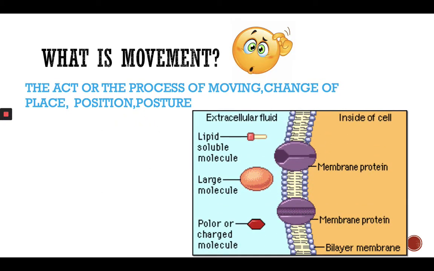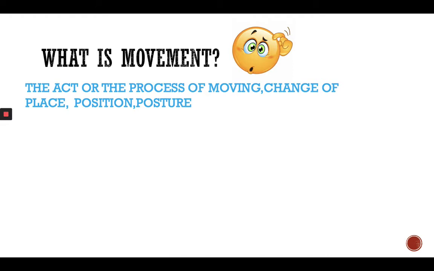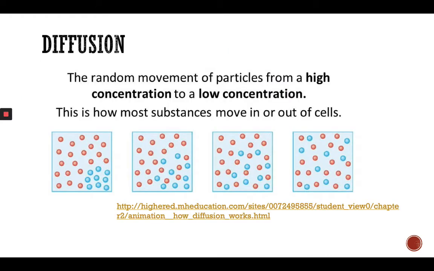And the last one is in our plasma membrane, how the essential nutrients get into the cell and waste materials are getting out of the cells. This is also movement in a biological context. So let's look at diffusion. The random movement of particles from a high concentration to a low concentration is called diffusion. This is how most substances move in or out of the cell.